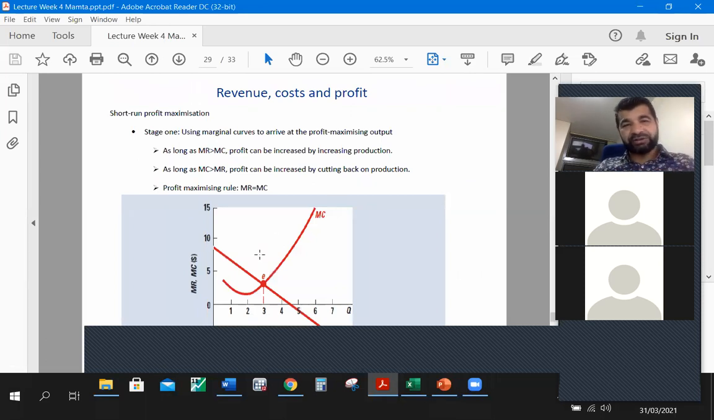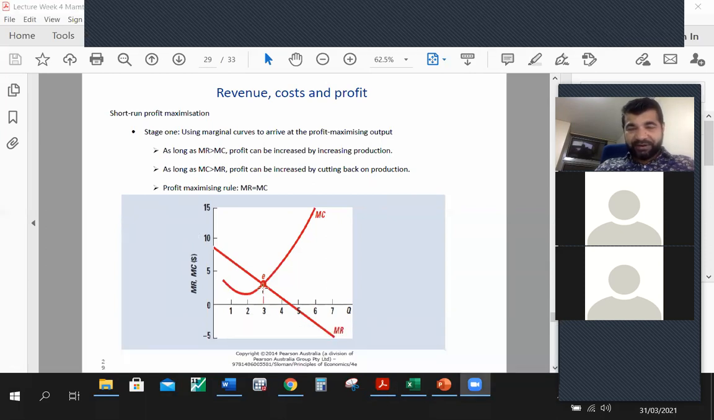That's a good question. Let's talk about this graph a little bit. Short-term profit maximization. Using the marginal curves to arrive at the profit maximization point: as long as marginal revenue is greater than the marginal cost. So this is the marginal revenue curve. This line is the marginal revenue line. So as long as marginal revenue is greater than the marginal cost, you can see here.